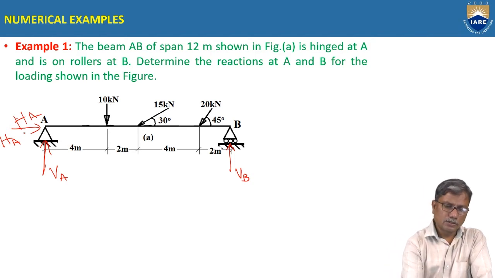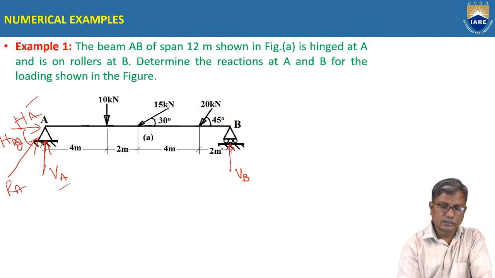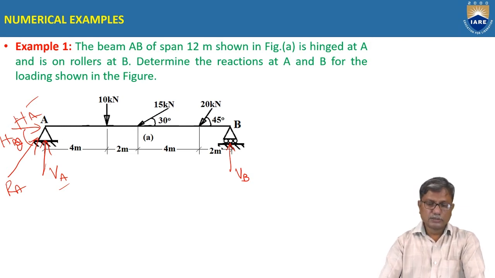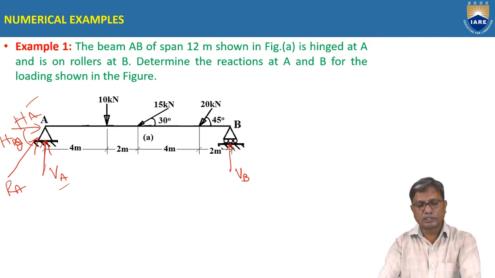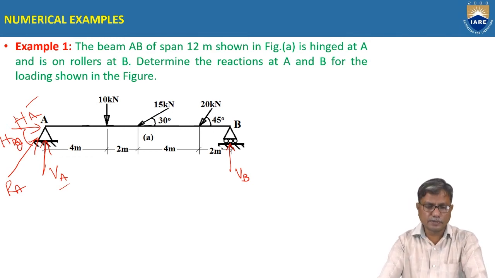So now we have three unknowns. Actually, these are components of the reaction RA, which is inclined at angle theta with horizontal. So the resultant reaction at A is not vertical, it is inclined, which is the resultant of two components HA and VA. So we will find out first the components HA and VA, and then we will find out the resultant by using parallelogram law of forces. Now how to find the reactions?